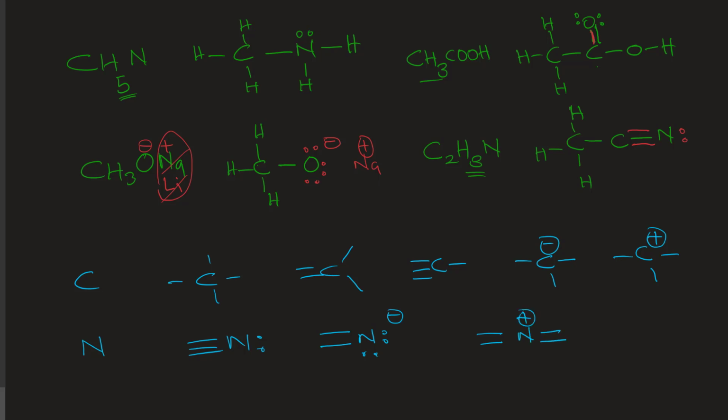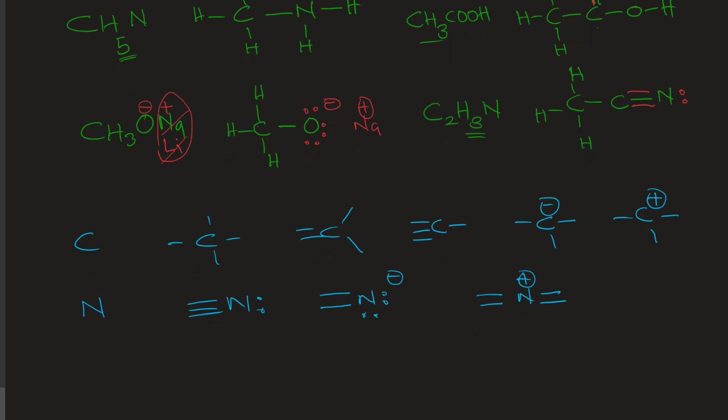Now nitrogen and phosphorus both behave almost the same way, and oxygen, sulfur and selenium will behave the same way. So double bond O, 2 lone pairs, no charge. Single bond O, 3 lone pairs, negative. And 3 bonds oxygen, positive.